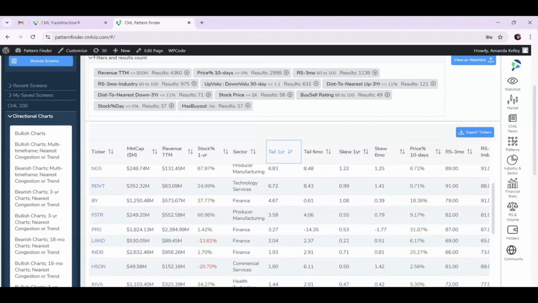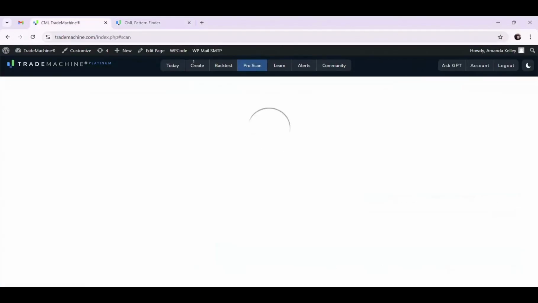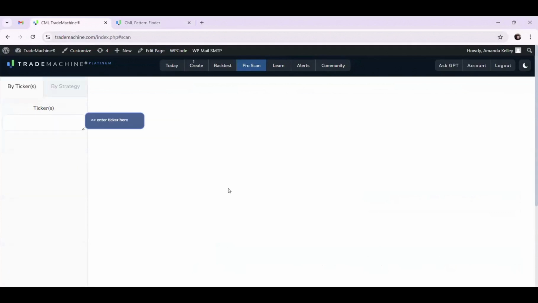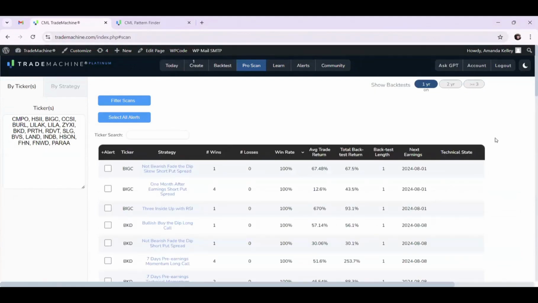So then I take all of the tickers with positive kurtosis and review, okay, maybe I don't want to go for these, but these upper ones that have strong positive kurtosis, I'm going to look at. So I then export the tickers, which I've already done, and I take those over to TradeMachine and go to ProScan. And I know we've talked about ProScan a lot, but this is one way that you can really build your alerts portfolio and you can do it quickly.